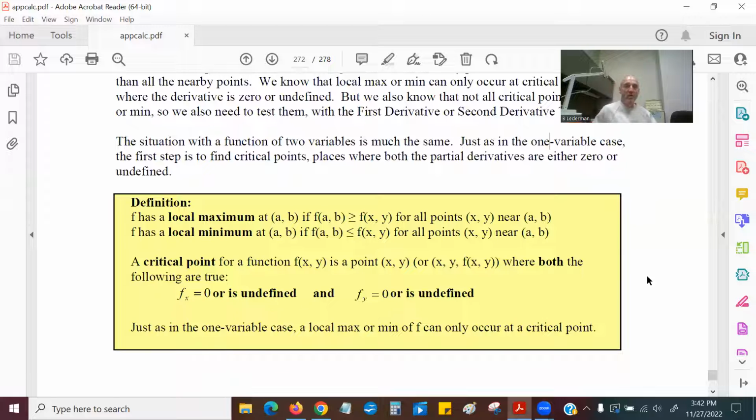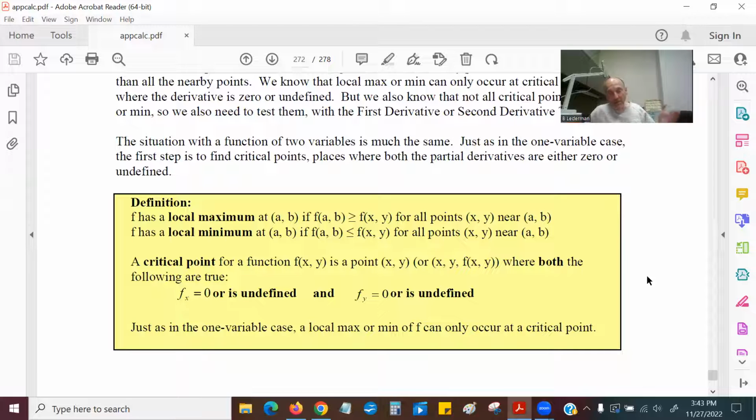F has a local maximum at the point (a, b). Before, we said when x equals a. Now we're saying when (x, y) is equal to (a, b). So a two-variable function means I put in the x variable and the y variable, and it spits out a number.